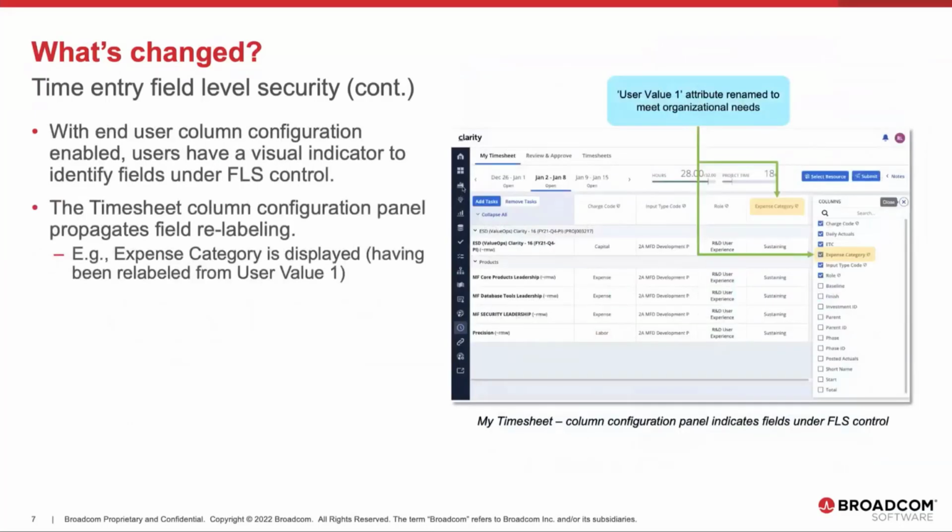All right, so here's an example of changing the values. Obviously we've been focusing on user value 1, but the name has been relabeled to expense category. It's visible in the timesheet itself, and that same change is also visible in the column configuration panel if that capability has been enabled for your users. While you're in the column panel, you can also see that there's a shield representing that those fields are under field level security control.